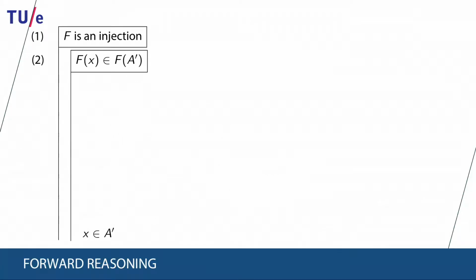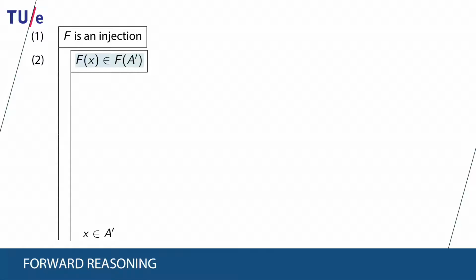Note that we get two assumptions, that f is an injection and that f of x is in the image under f of A'. And then our goal is to establish that x is in A'. We cannot further simplify x in A', so we immediately switch to forward reasoning mode.